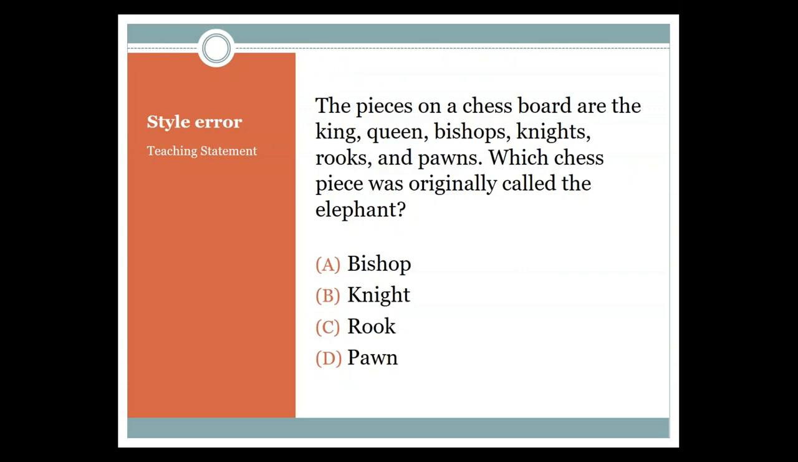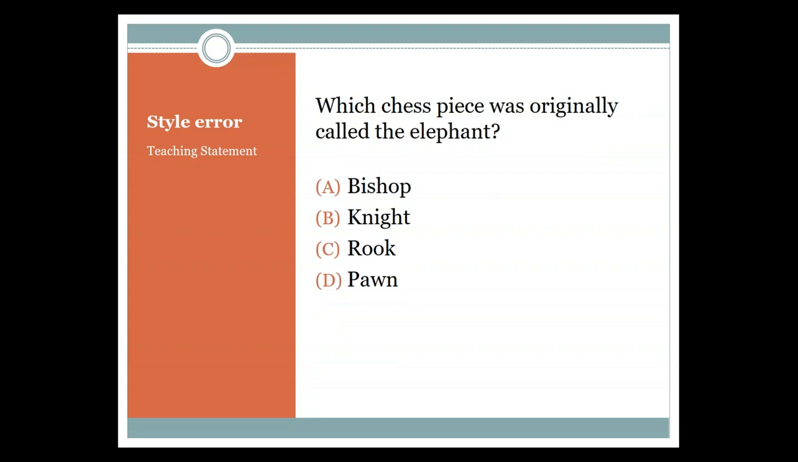So a teaching statement is when we have more information in the stem than what we really need to answer the item. And our example of that is, pieces on a chessboard are king, queen, bishop, knight, rooks, and pawns. Which chess piece was originally called the elephant? So that first statement, it's nice to know. It frames the item, but you don't need it to answer it. Take it out. Which chess piece was originally called the elephant? It's a much clearer item. Spent less time reading it.